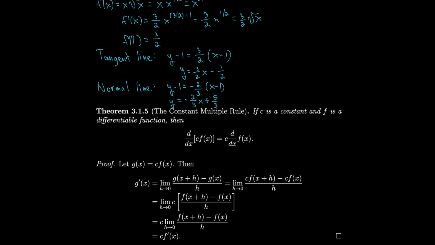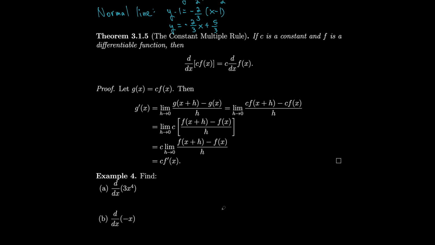Because this is the limit of a constant times something, we can just take that constant, factor it out from our numerator, and then pull it out of the limit. And then once we do that, what's left inside the limit is just the derivative of f. So we proved it.